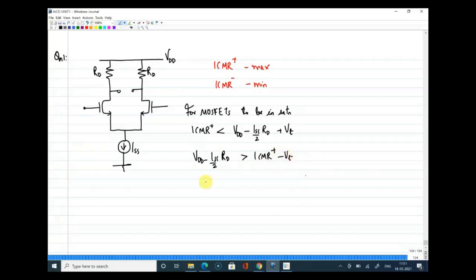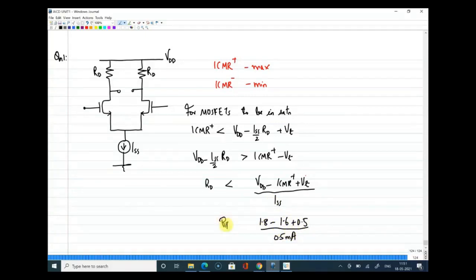From here you can write the expression that RD should be less than VDD minus ICMR plus plus VT, divided by ISS. So this is the value, and the maximum value of RD should be this. Now you can substitute the values here as 1.8 minus 1.6 plus 0.5 divided by 0.5 milliamps.